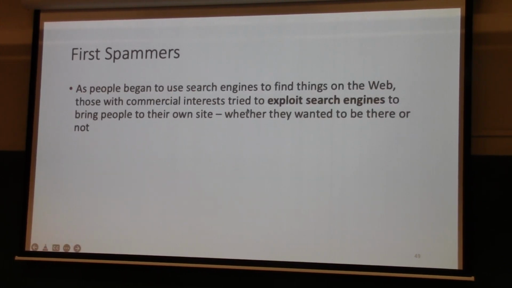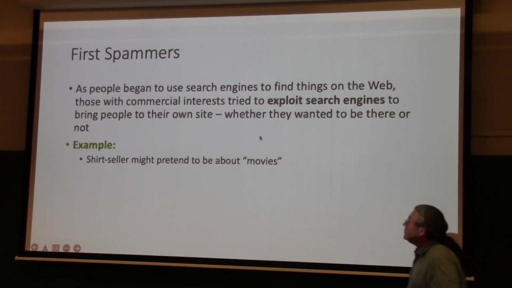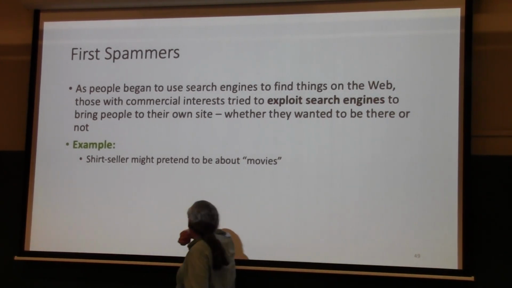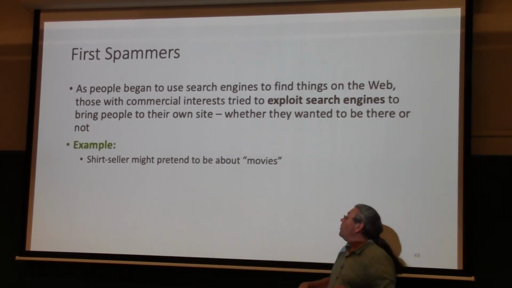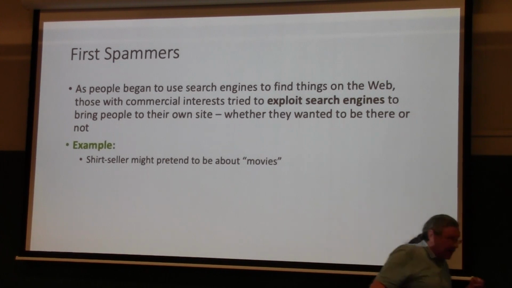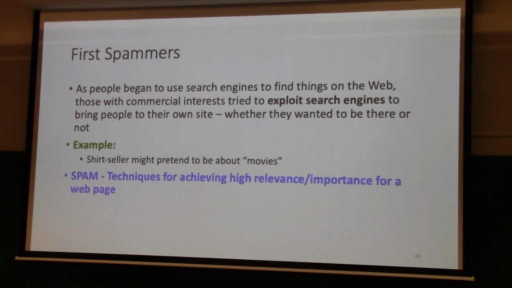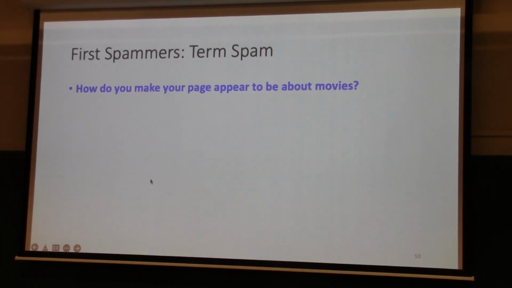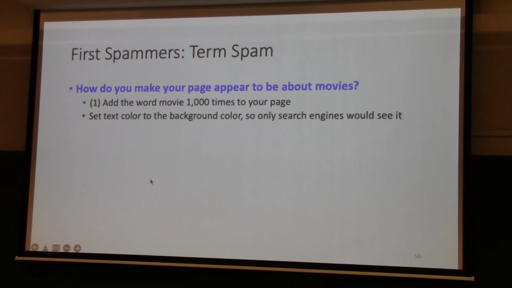As people began to use search engines, there were companies that tried to exploit it to cheat. So here's an example. I'm selling shirts, and I want lots of people to come to my website. So I want to pretend that my website is about movies. How do I do that? Well, for the early search engines, it was pretty easy. I add the word movie 1,000 times to my page, but I make it white so that nobody sees it, and search engines will see it. Yeah?